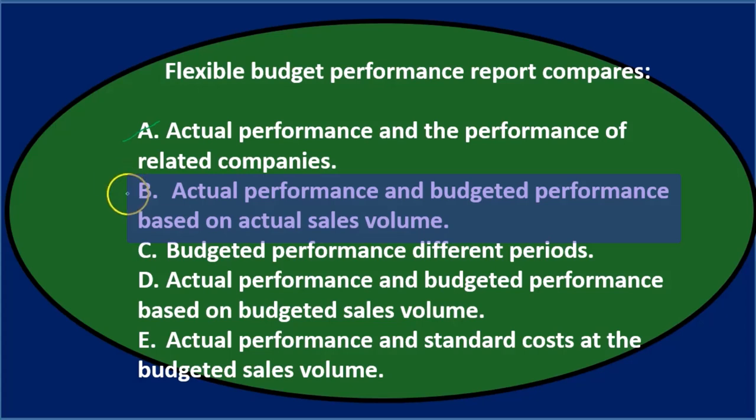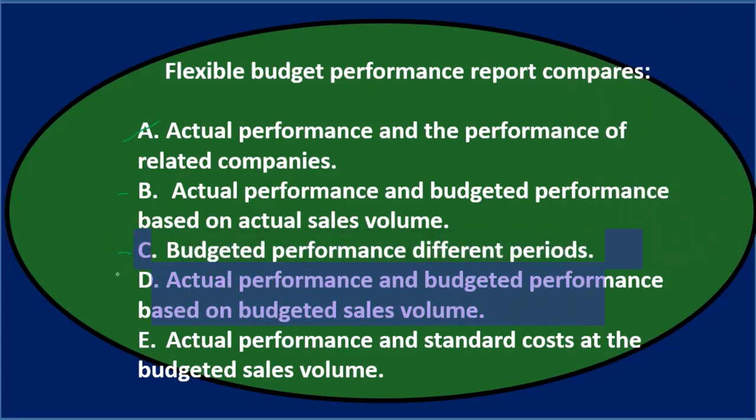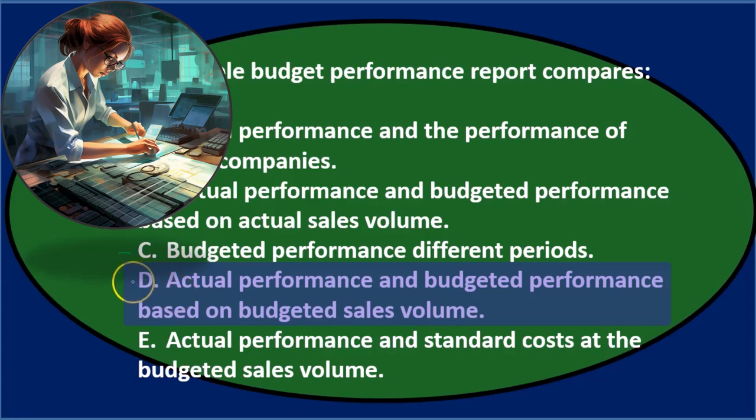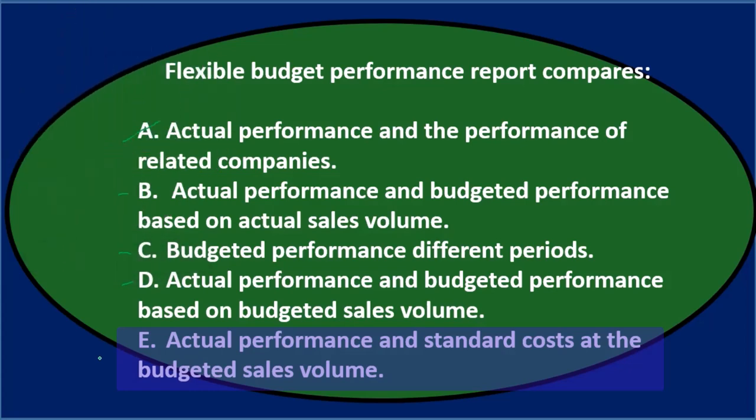B, actual performance and budgeted performance based on actual sales volume. We might say that sounds reasonable. C says budgeted performance different periods. So we might say, okay, the flexible budget is budgeted for different periods. Maybe we'll do a comparison between different periods. I'll keep that for now. D says actual performance and budgeted performance. So the flexible budget, that's typically our process in budgeting in general. So I'll keep that for now. And E says actual performance and standard costs at the budgeted sales volume. So I'll keep that for now.